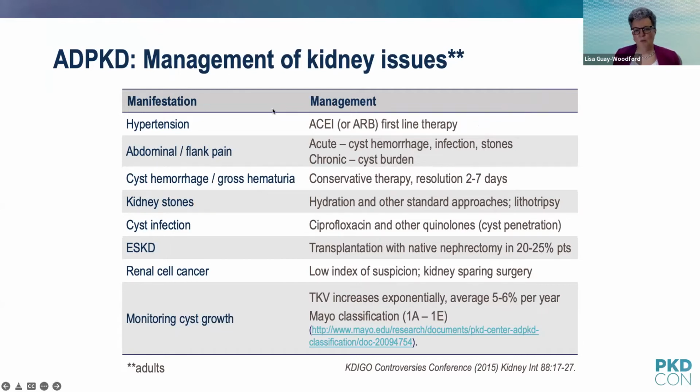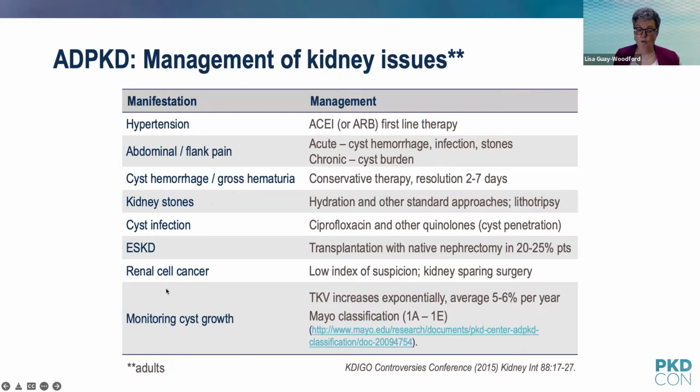So hypertension, we know what kinds of treatments we should use as first-line therapy. Abdominal pain and flank pain, we know the different sorts of causes for either acute or chronic pain and how to manage that. Cyst hemorrhage and gross hematuria, or blood that is visible in the urine. Kidney stones, cyst infection, progression to end-stage kidney disease.